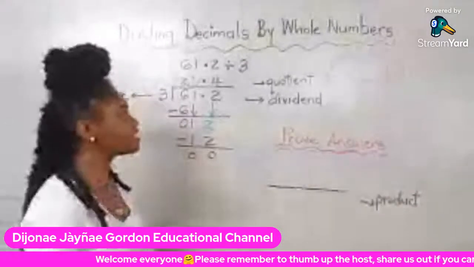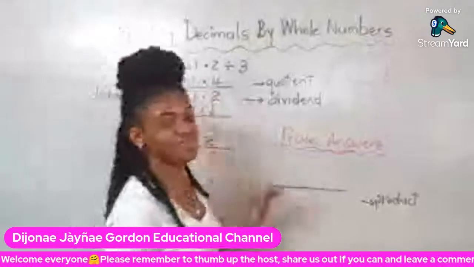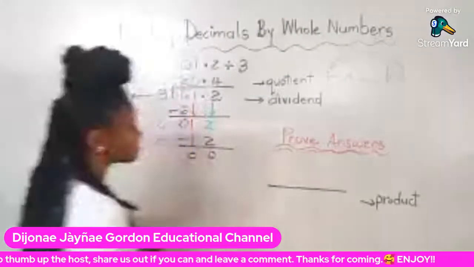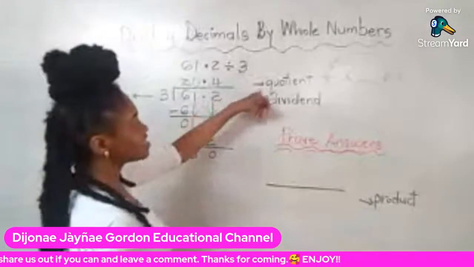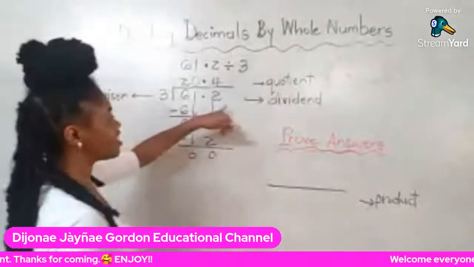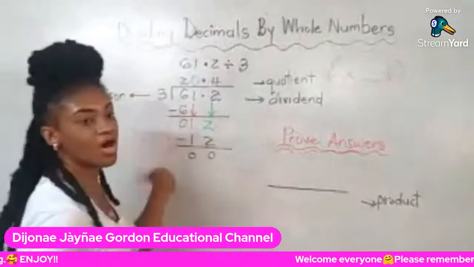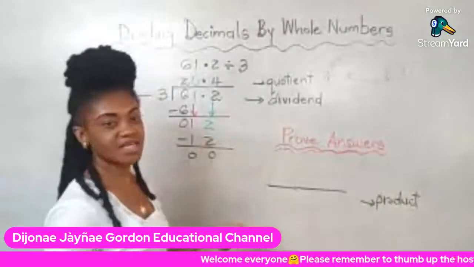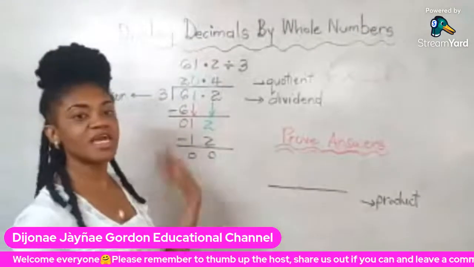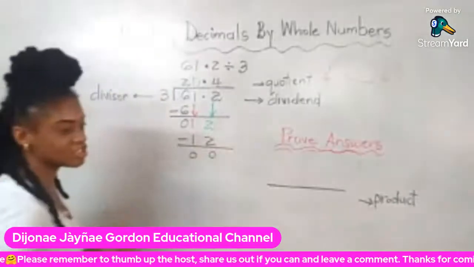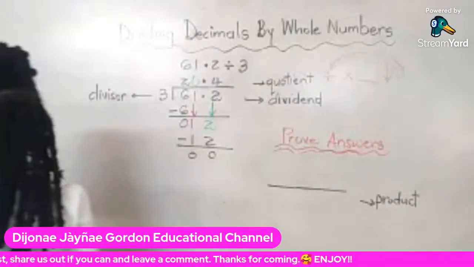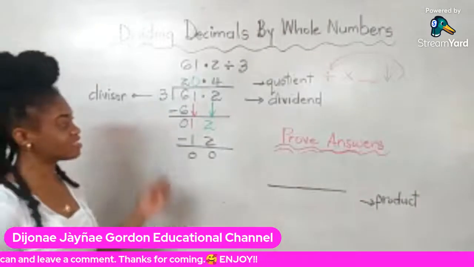But why do we call it a quotient? Remember, even in division, the different parts have names. Your answer is the same thing as your quotient, and your dividend is the amount that you're sharing. Our divisor tells you how many things or persons you are going to be sharing with. So we're sharing with 3 persons right here.